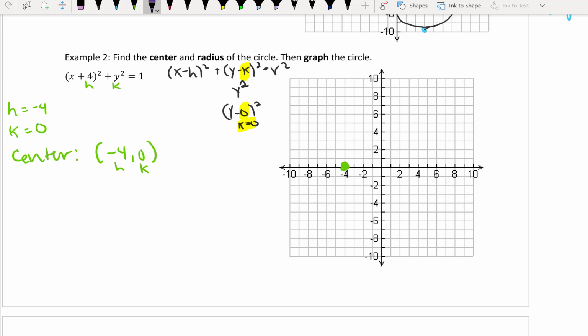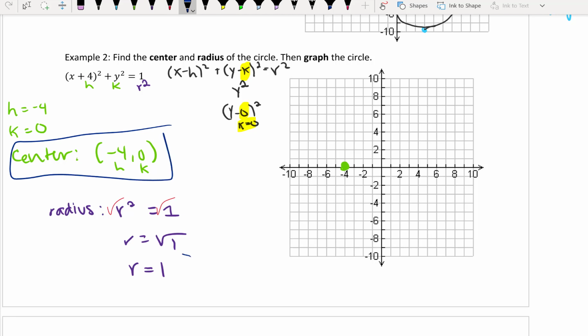Now let's look at the radius. So I know that when I'm looking at the radius in the equation, it's that radius squared, and here that radius squared is equal to 1. So if I were to square root both sides, I get that my radius is equal to the square root of 1. So the radius is just equal to 1. So now I have my center and I have my radius.